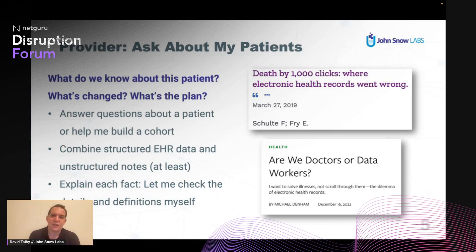They may be a candidate to be an external control arm, right, for a trial or a study that I'm making, right? Or I may want to reach out to them for another purpose.